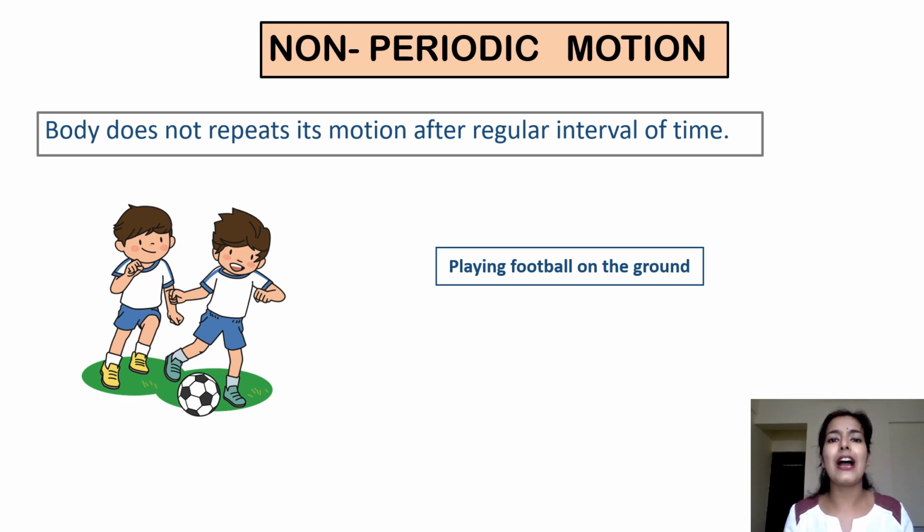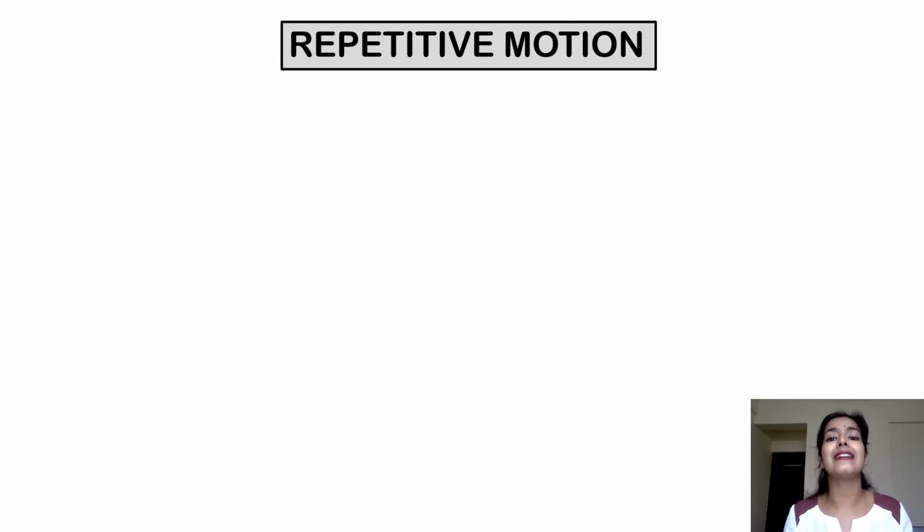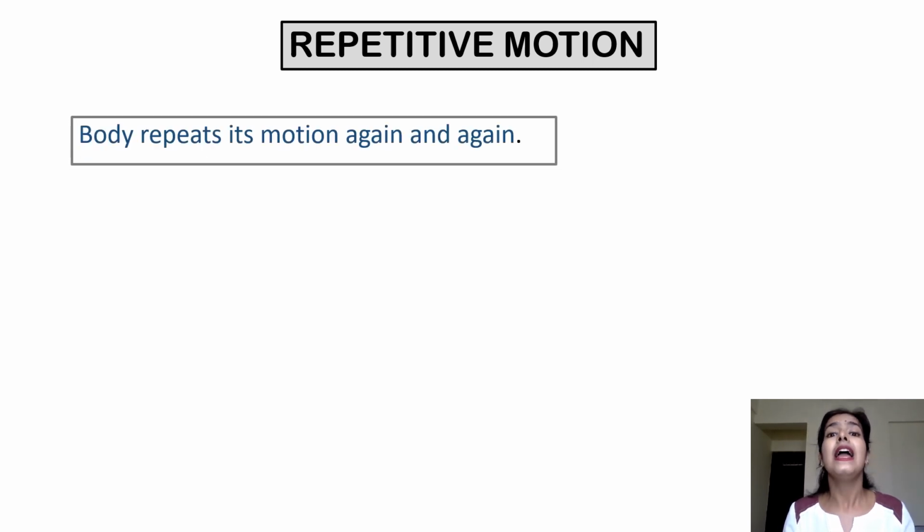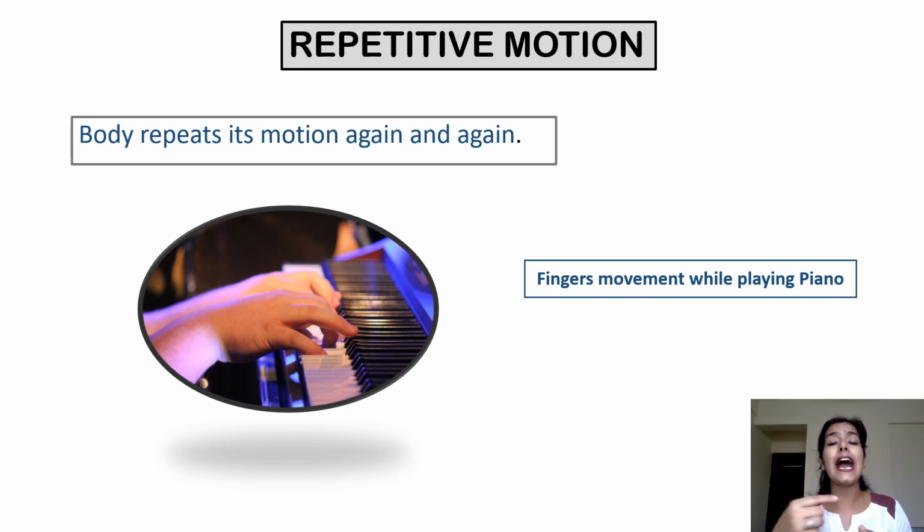Now we are coming to our last type of motion, that is repetitive motion. What do we mean by repetitive motion? When a body repeats its motion again and again, like the flickering of an eye, that is a movement of our eye, or the movement of fingers while playing piano, while playing a musical instrument, that is a kind of repetitive motion because we are repeating this motion.